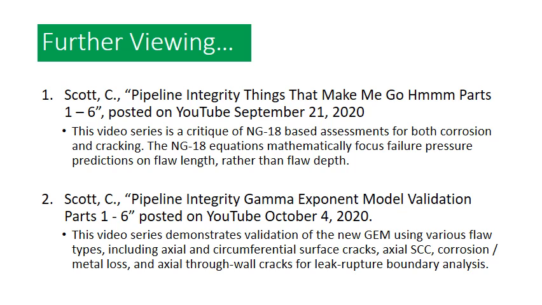I've got a second series called Pipeline Integrity Gamma Exponent Model Validation Parts 1 to 6. That's where I go through the GEM validation exercise using multiple different flaw types, both axial and circumferential surface cracks. I look at axial SCC, I look at corrosion metal loss, and through-wall cracks for leak rupture boundary analysis. So far, my validation work has been going quite well, and I think that my accuracy and precision are improved over other models available in the industry. Obviously, I'd like to get more and more data to sharpen up some of the statistics, but that's where I am right now.